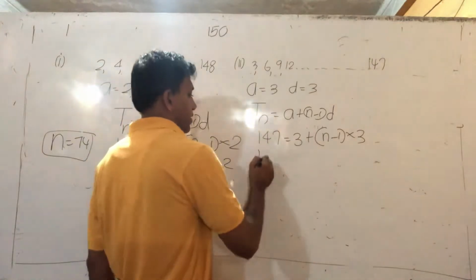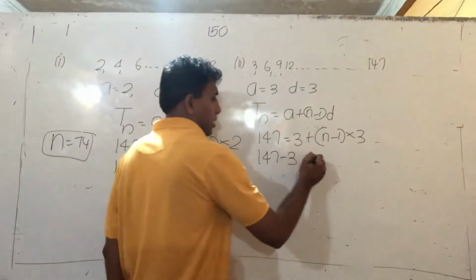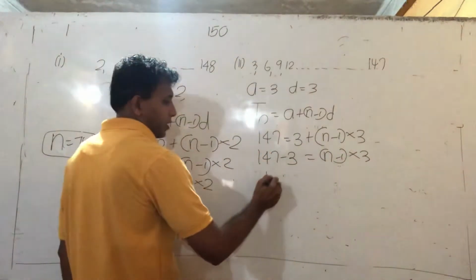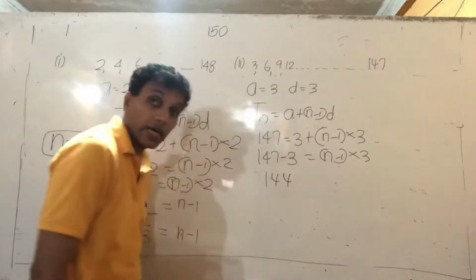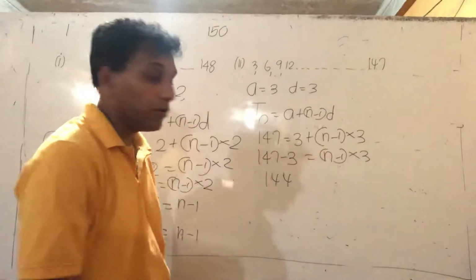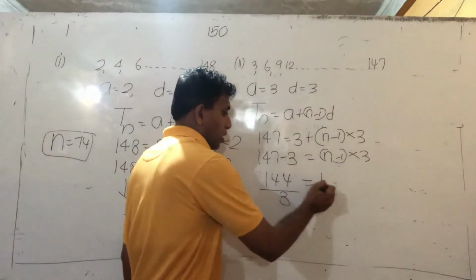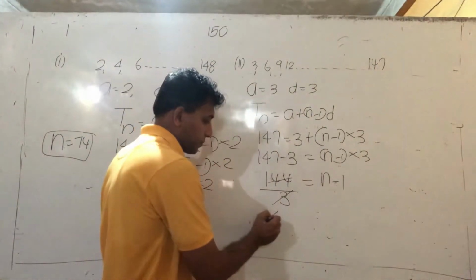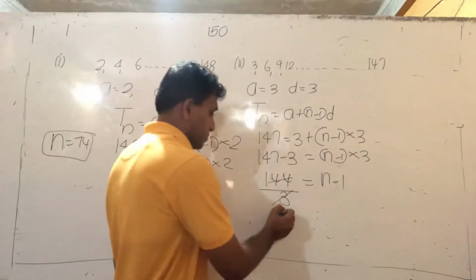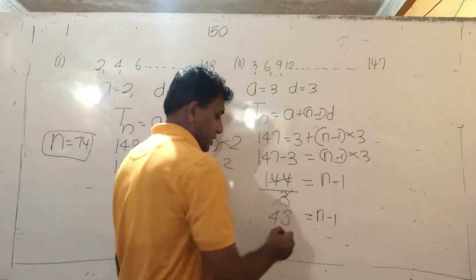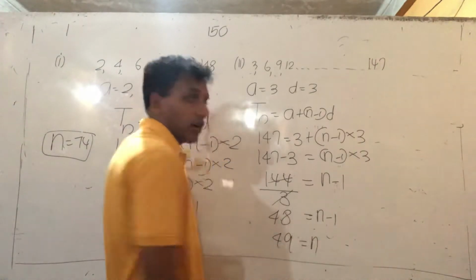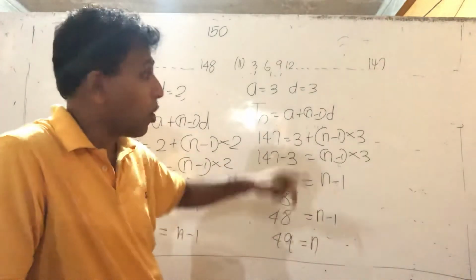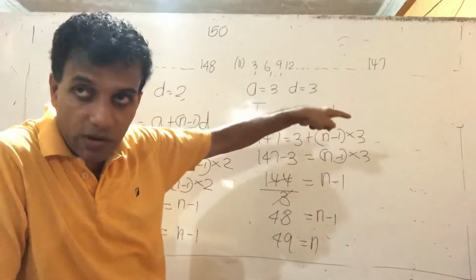Take the 3 to this side. 147 minus 3 equals n minus 1 into 3. Subtract, 144. Okay, so multiply by 3 this side, divide by 3, equals n minus 1. So divide this. 3 into 14, 4 times 12, 2 remain, 24. Take this and write n as 49. So there are 49 numbers divisible by 3, or multiples of 3, from 3 to 147, or otherwise between 1 and 150.